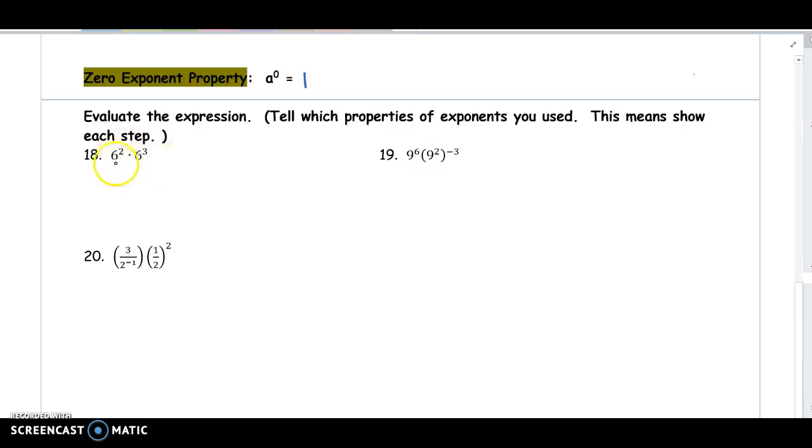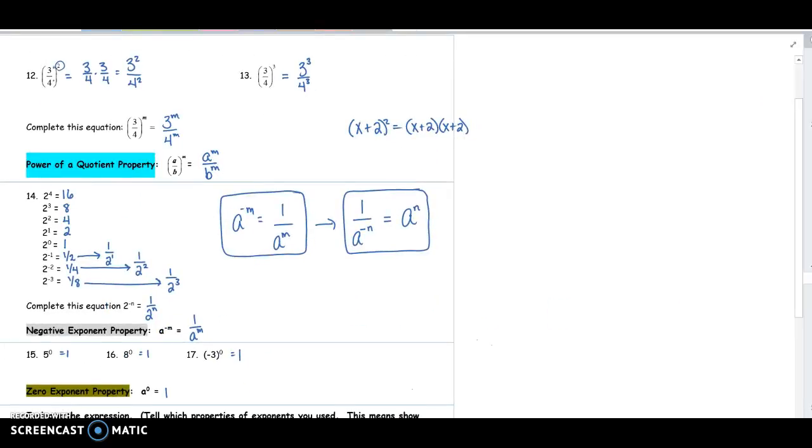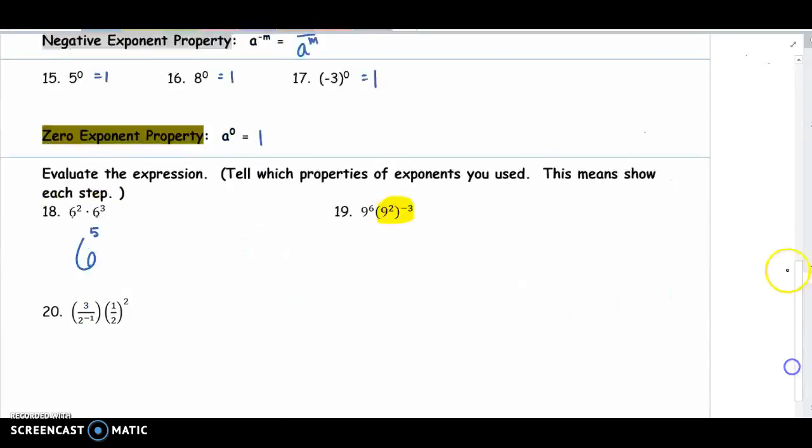So 6 squared times 6 to the third, same base. So we do what with the exponents? Add them. This would be 6 to the fifth. Done. The next one. What I'm noticing here is we've got 9 squared raised to the negative third. I want to deal with that first. So 9 squared to the negative third, we would multiply those exponents, and that would become 9 to the negative 6. Now in front of that, we have 9 to the positive 6. So now we add those exponents, and we get 9 to the 0, which is 1.